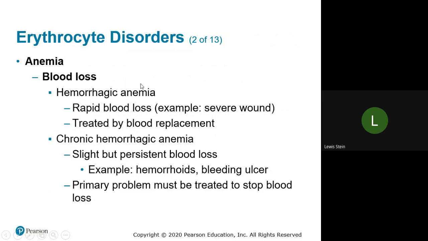So the blood loss, hemorrhagic, rapid from a wound, blood replacement. That's why we typically utilize whole blood for immediate blood replacement in times of major trauma, versus what I had, chronic hemorrhagic. As you can see, hemorrhoids, not; bleeding ulcer, yes. Slight but persistent blood loss. And the only way that eventually they stopped that is I had to have yet another major stomach surgery. It's okay. I don't get ulcers anymore. I like to give them.